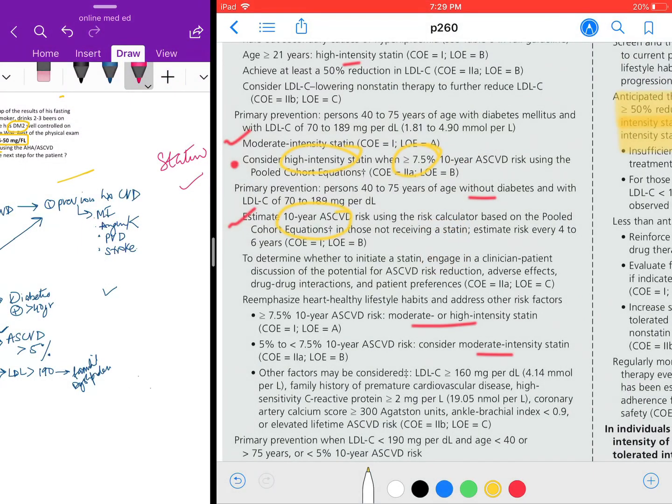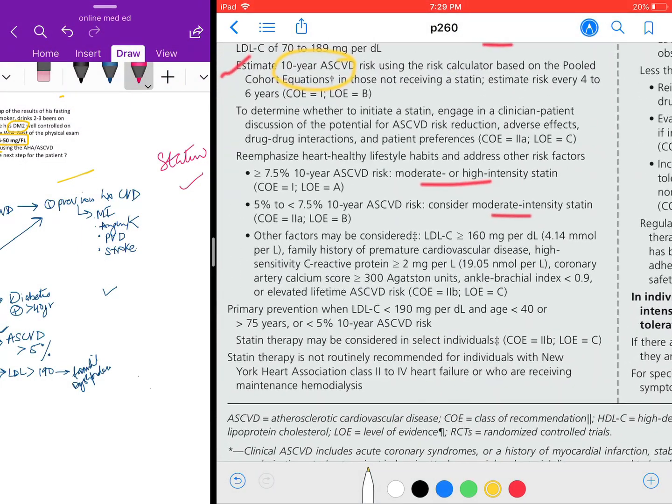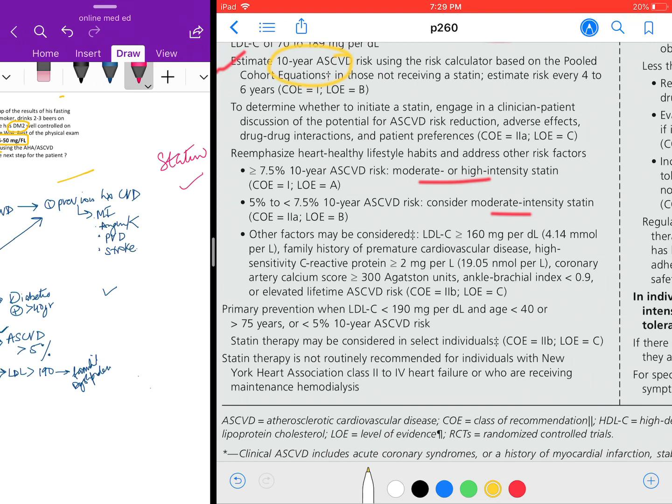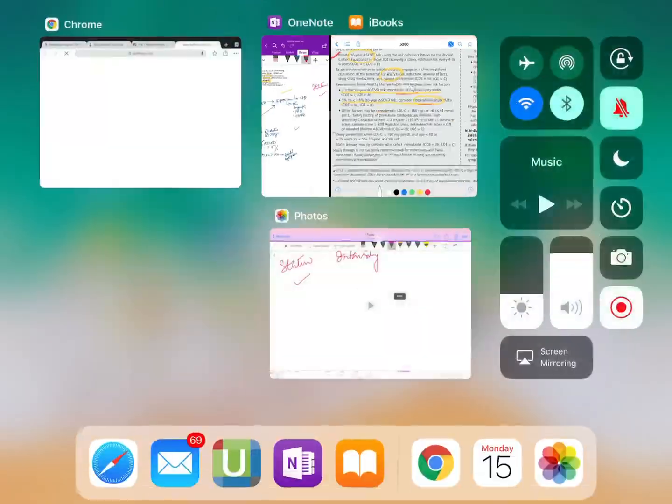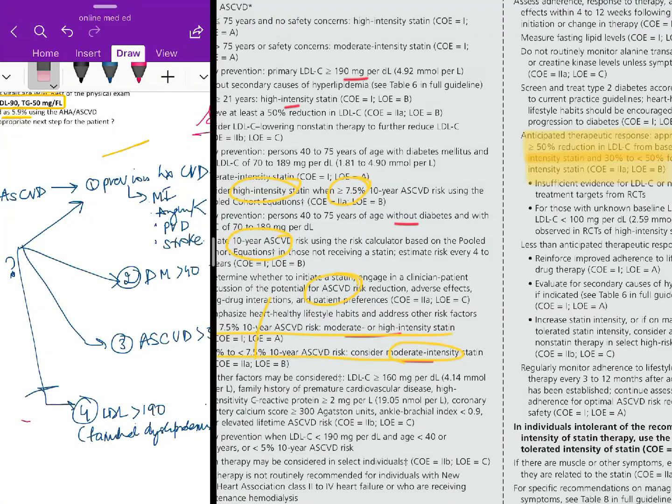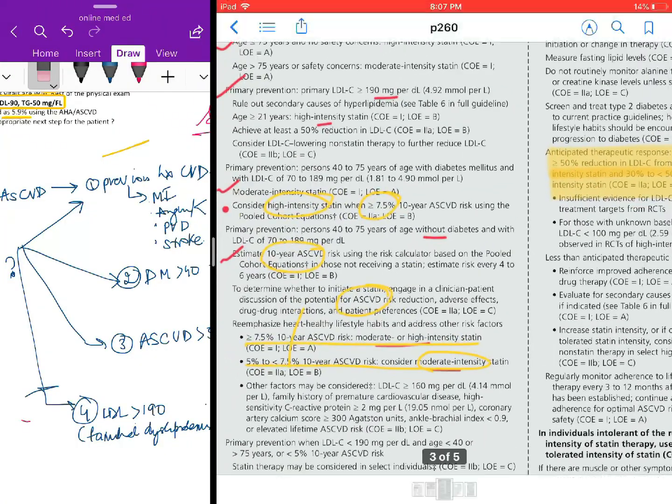And the third population, again, is non-diabetics with calculated risk of CVD more than 5%. Again, if it's 5 to 7.5%, you would give moderate intensity, and anything more than 7.5% gets moderate to high intensity statin. Now, this is where things get a little bit contentious, like I mentioned earlier.